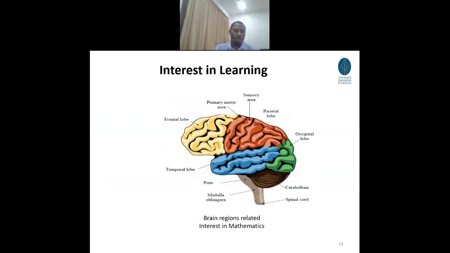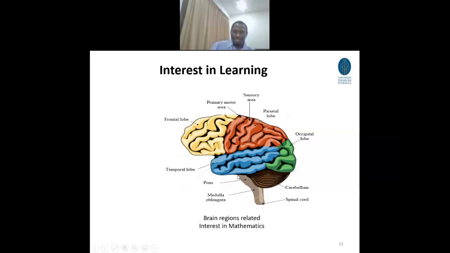Now, people have studied interest and showed that if you have some interest, for example, just as an example, it could be something else, we have interest in mathematics, there's some particular part of the brain that will be having different patterns in terms of activation. Okay, so these are a few papers.